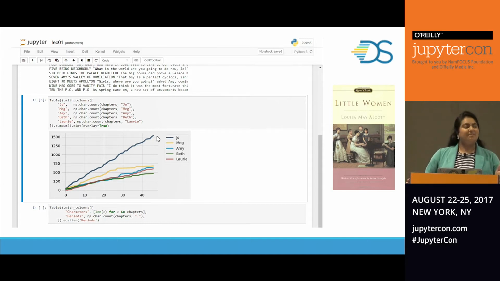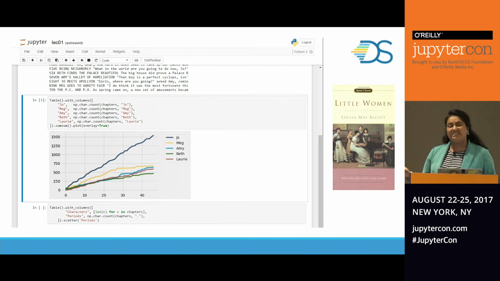So for those of you who haven't read the book, can you tell who the main character is just by this graph? Jo. Yes, Jo, exactly. We've never read the book, but we can tell that Jo is the main character because she's mentioned the most. The book, if you've heard of it before, follows 4 of the March sisters, Jo, Meg, Amy, and Beth, through the 1860s in their daily life. But there's a 5th character on there, Laurie.